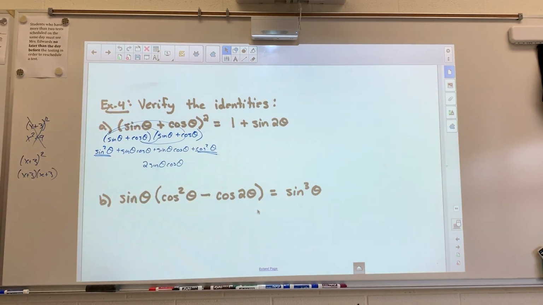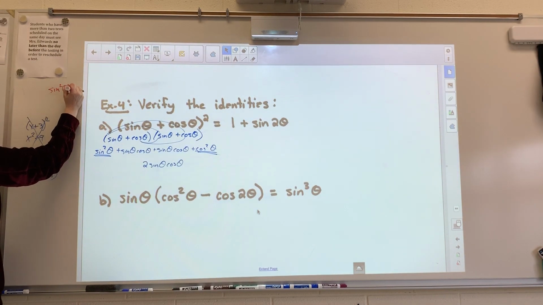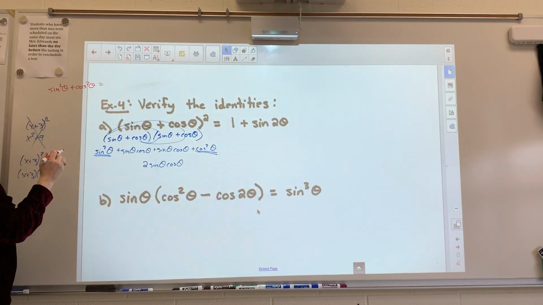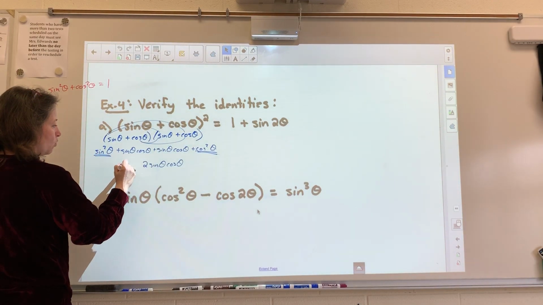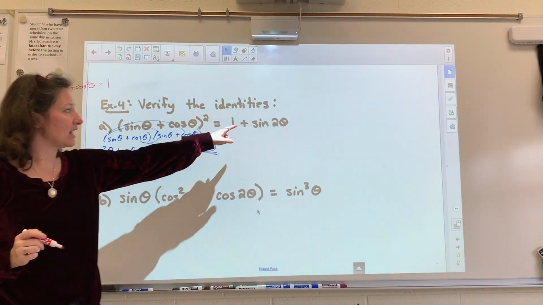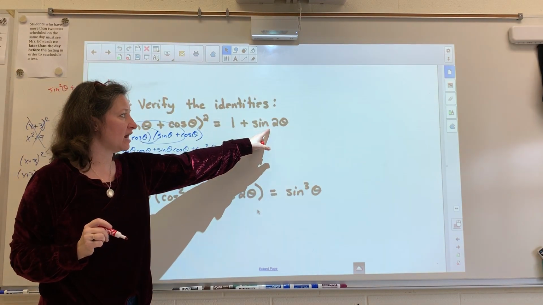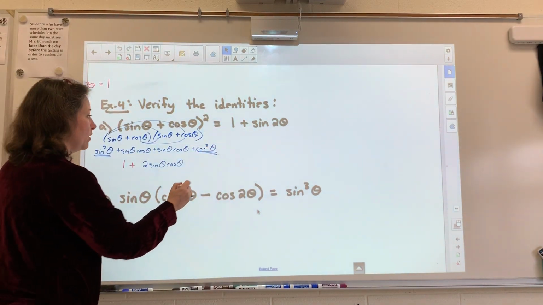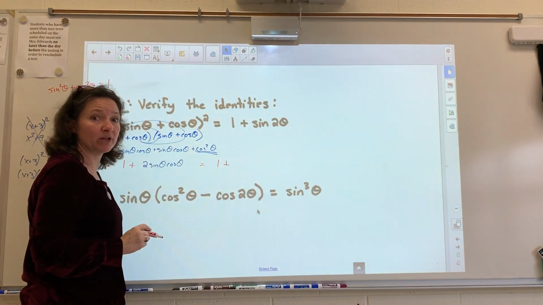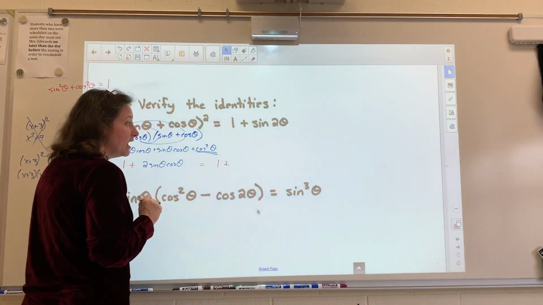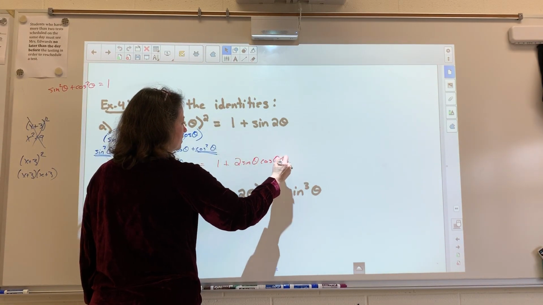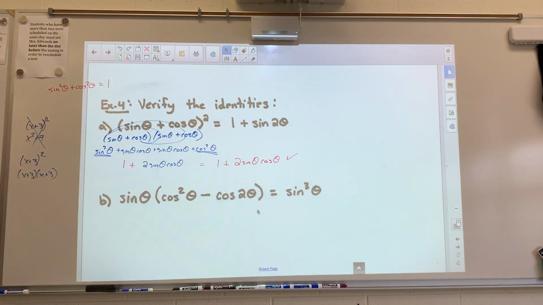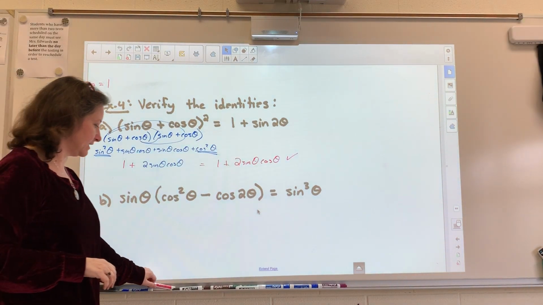Where have we seen sine squared plus cosine squared before? That's right. Sine squared plus cosine squared always equals 1. It's your Pythagorean identity. So sine squared plus cosine squared makes 1. Starting to look a lot like this. What do we know sine of 2 theta is? It's a formula we learned today. It's the sine double angle formula. How does that expand? 2 sine theta, cosine theta. The left side and right side match. Good. So let's look at the last example.